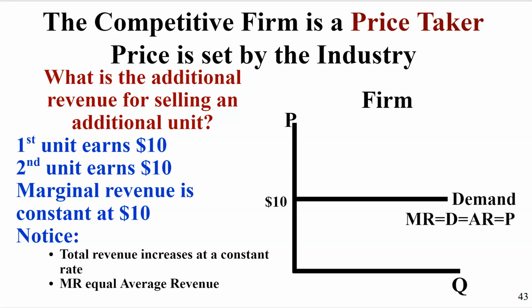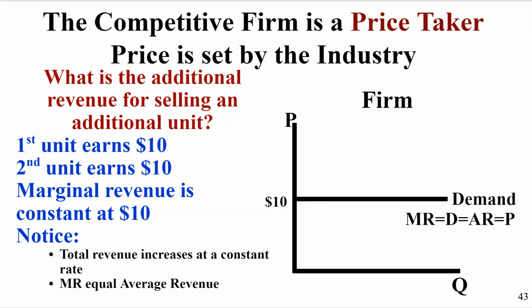So a firm is a price taker. We established that. And as a result of this, again, the price is set by the industry. So what's the additional revenue? Well, every time it's $10, right? Every additional quantity you sell is $10 because that's what the market will bear. And this becomes the marginal revenue, the average revenue, the demand, and the price, Mr. DARP, Mr. DARP, and there he is, Mr. DARP. That is our perfectly elastic or horizontal demand curve.